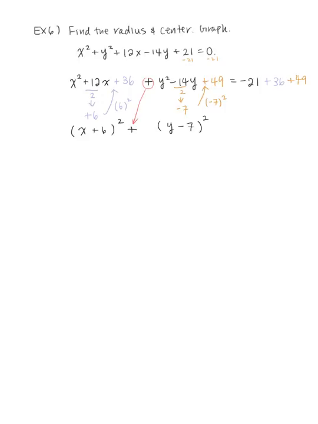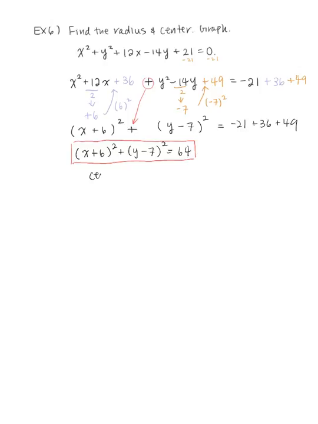Now this whole thing equals negative 21 plus 36 and then plus 49. And what is that? 64. So let me just rewrite it nicely. We got x plus 6 whole quantity squared plus y minus 7 whole quantity squared equals 64. Alright, so we got our equation of the circle in standard form now, which means that yes, now we can find the center and the radius.